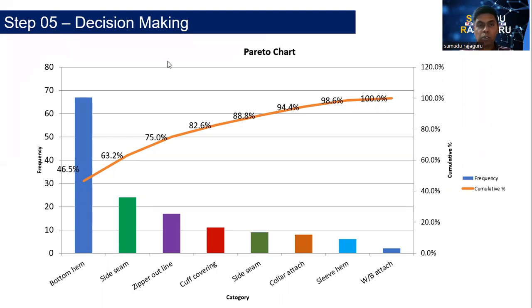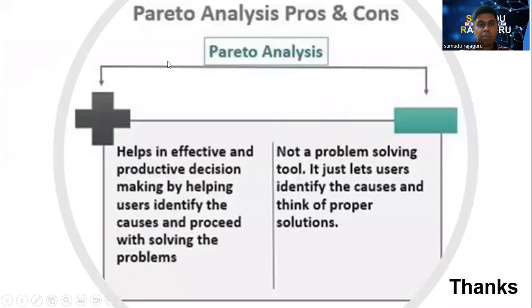Right. I think it is clear to you now. I am moving to the final slide. There are some pluses and minuses also. When we talk about the pluses, it helps effective and productive decision making by helping users identify the causes and proceed with solving the problem. So the Pareto chart will give the idea to generate the decision. It will tell us what percentage of problem we can solve. If we want to solve this much percentage, how many problems we have to address. That will support us to take the decision.